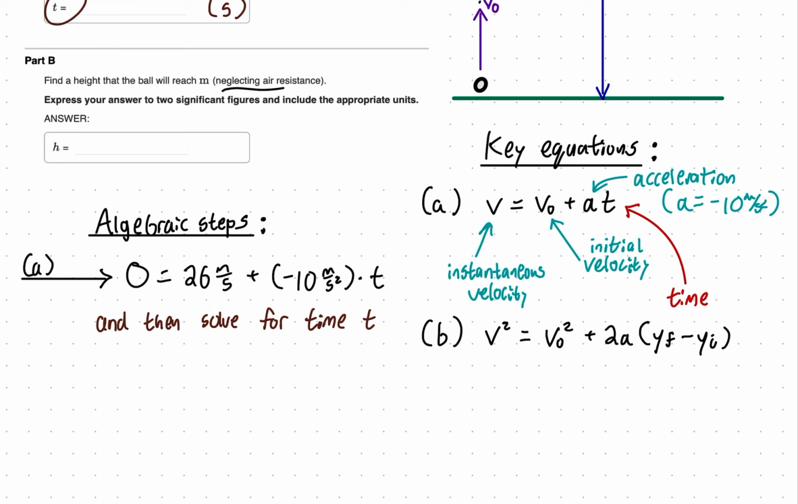So this would just be where you start in the vertical direction and where you end in the vertical direction. Now, where do you end? Well, you end where whatever is your point of interest. In this case, we're interested in finding the maximum height. So that means our y final, and here I wrote it back.